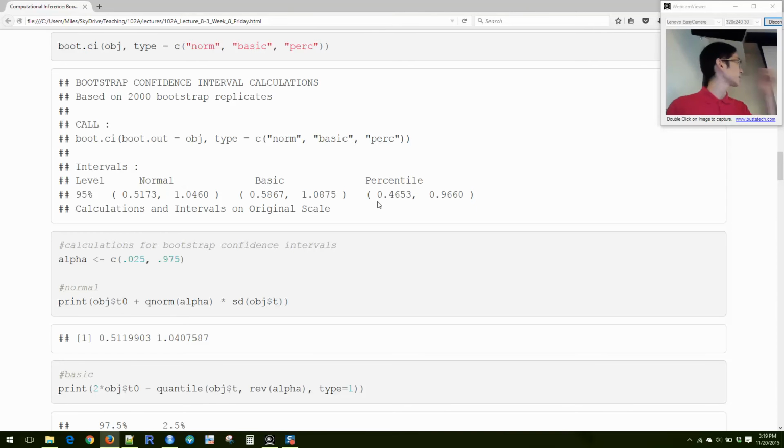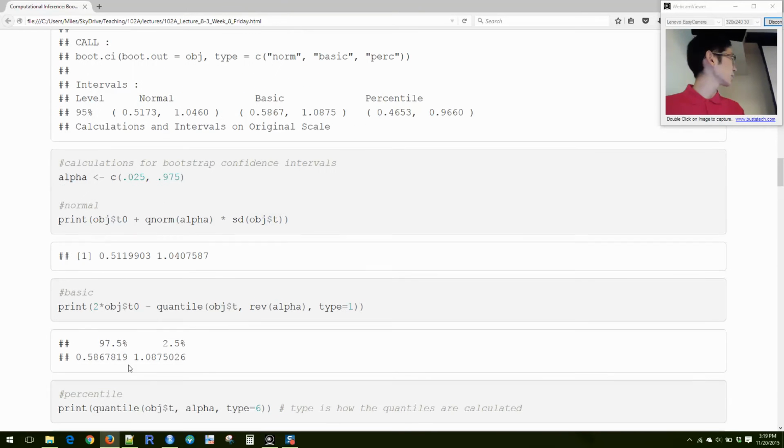Okay, so we see these things. If we created the normal confidence interval ourselves, we get a slightly different set of answers than what this one gives, and that's because the R formula adjusts for bias. Okay, so we get something a little bit different, and I'm actually not entirely sure what formula it uses to adjust for bias in this.